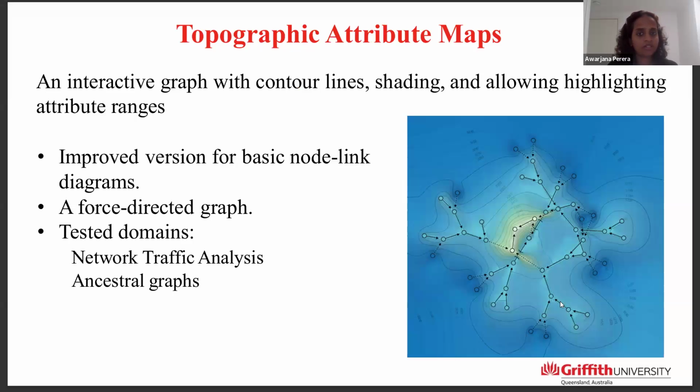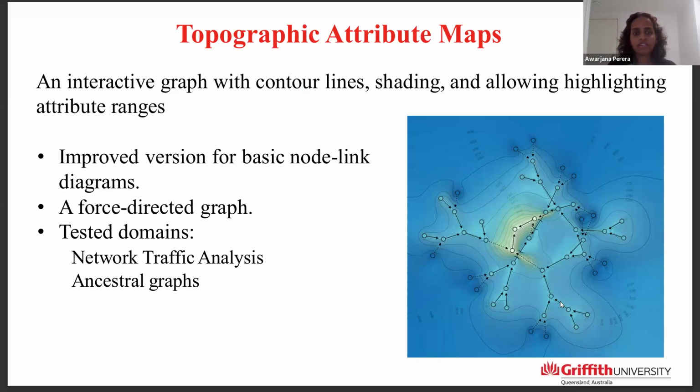And that's where topographic attribute maps come in use. So a topographic attribute map is a type of a graph with additionally having color shades and contour lines to convey more information and clear visualization. And it also allows us to highlight different ranges of values, highlighting them separately.